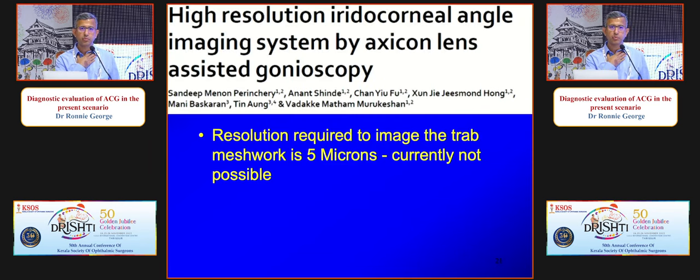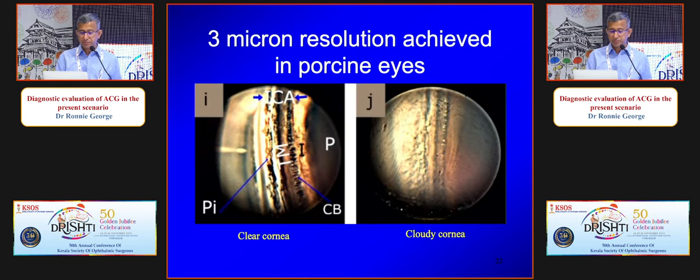Now we are all moving to the era of angle surgeries, and with angle surgeries, everybody is worried about what is actually going on in the trabecular meshwork, what's happening in the outflow channels. So you have this experimental device which managed to image the trab meshwork to a theoretical resolution of 5 microns. And this is what you're seeing. These are actually porcine eye images, and you can see fairly reasonable resolution achieved in porcine eyes. It's still a way away from the clinic, but we may be reaching there sometime soon.